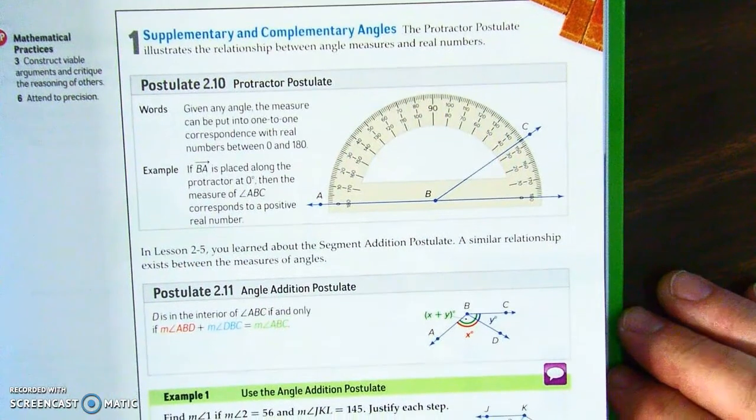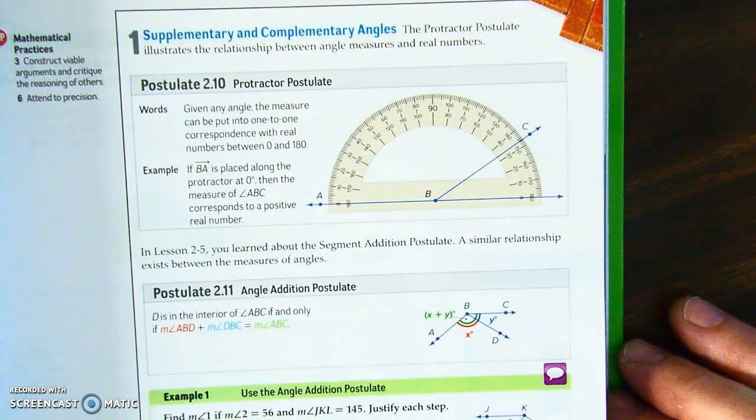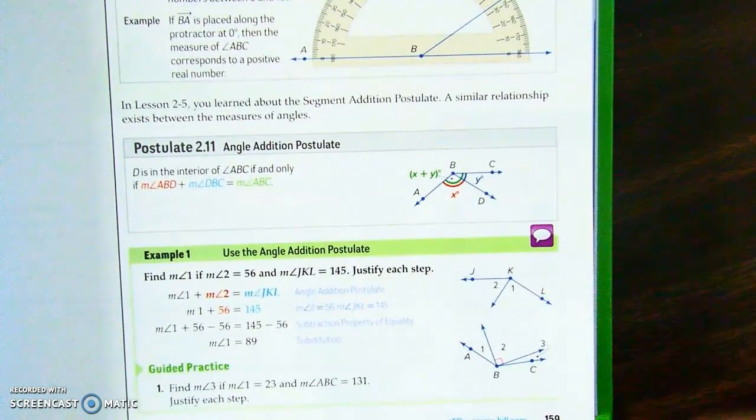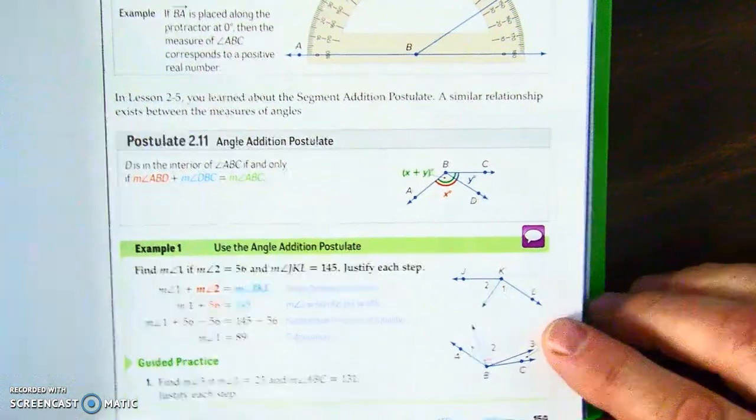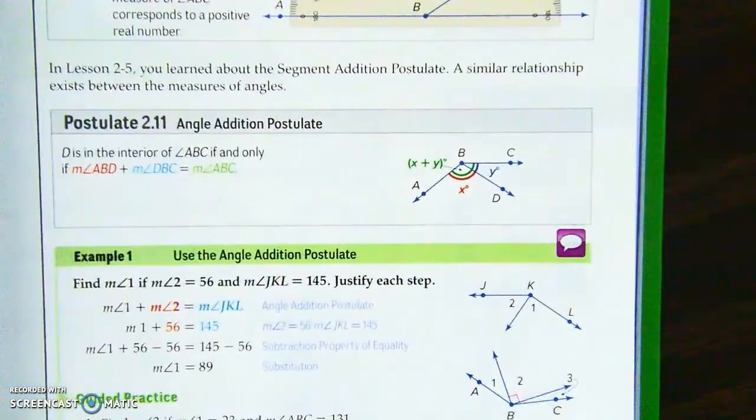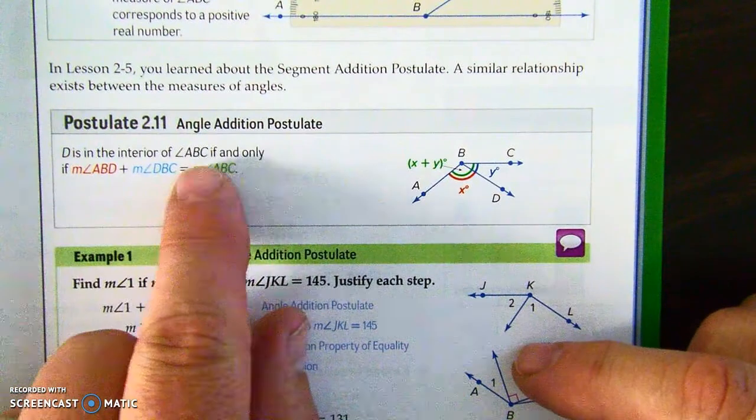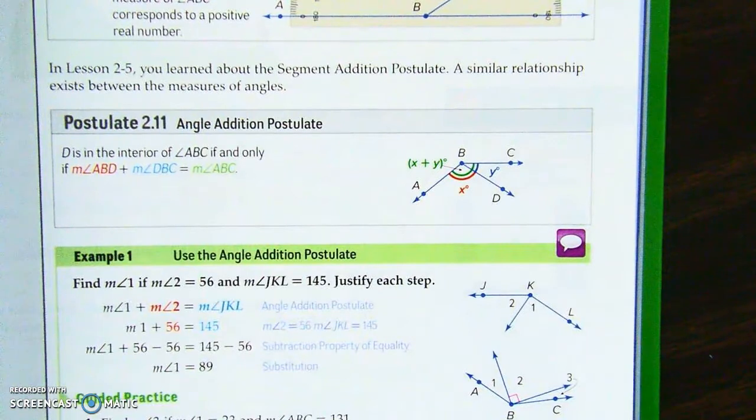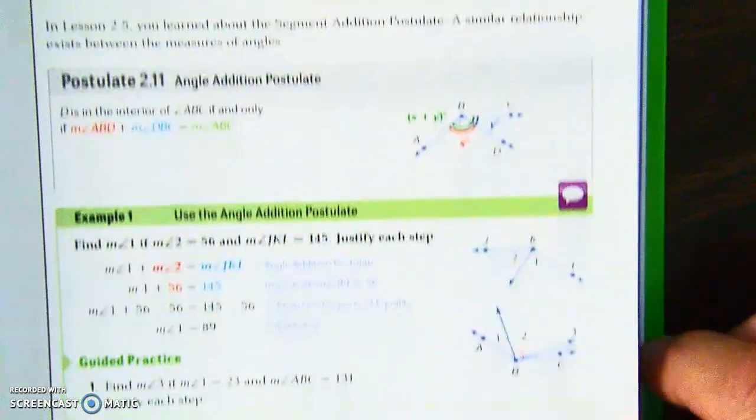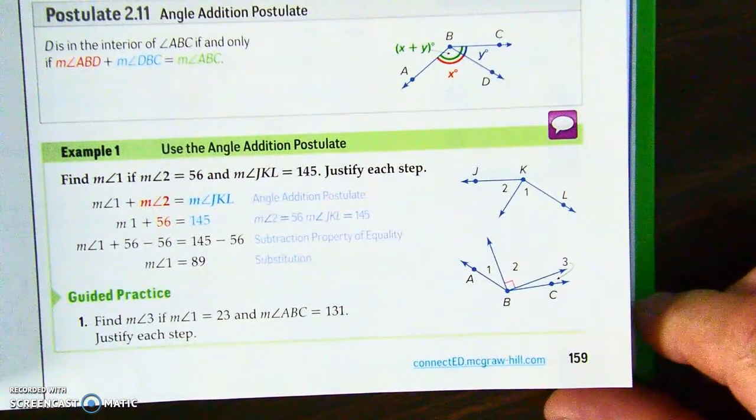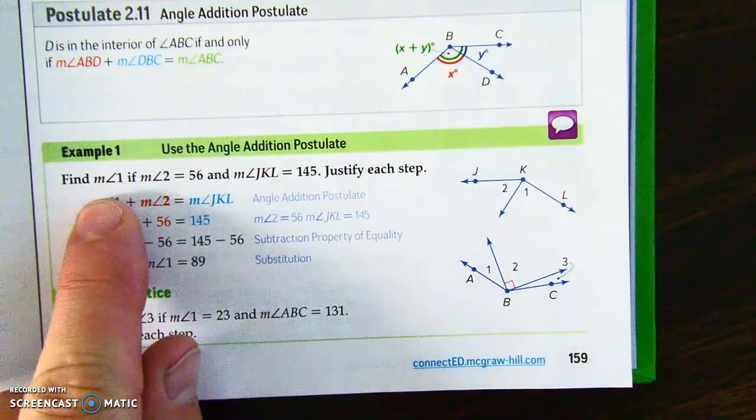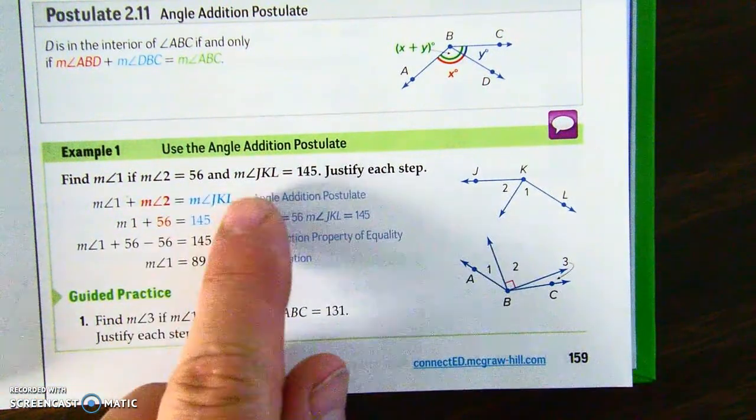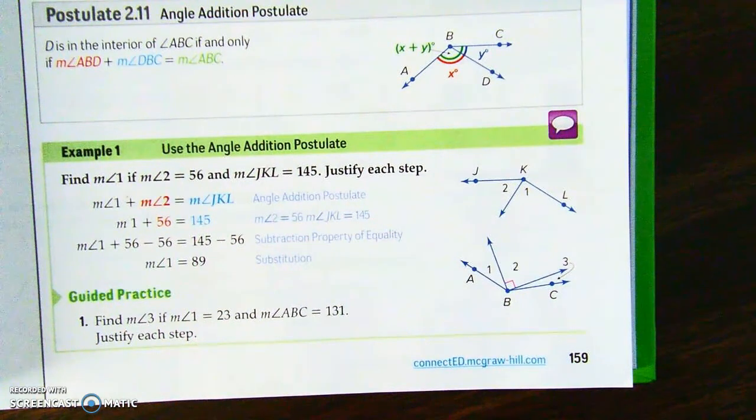So going back down here to the next postulate that we talked about, and it's in your notes, I think on page 6, but you can also refer to this video if you'd like, we have postulate 2-11, the angle addition postulate, where we take two angles, add them up, and we make a larger angle. Given an example down here, they ask us to find the measurement of angle 1 if the measurement of angle 2 equals 56, and the measurement of angle JKL equals 145.